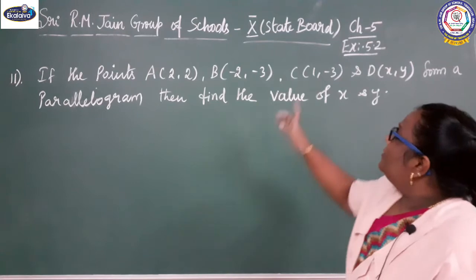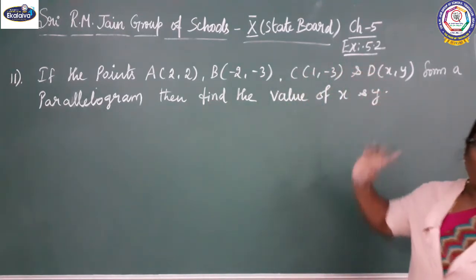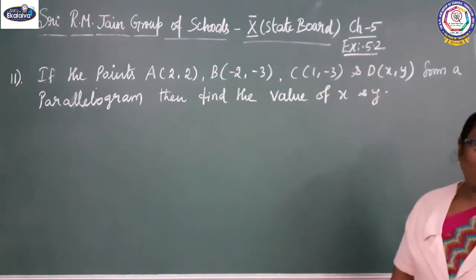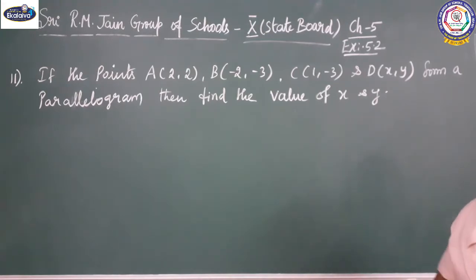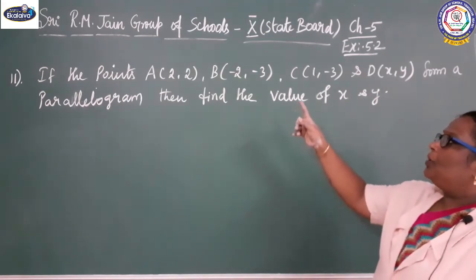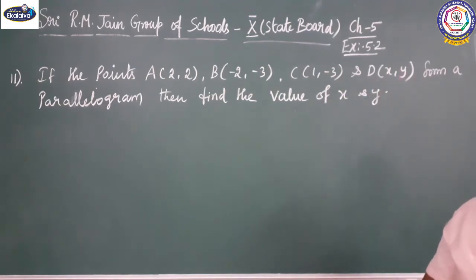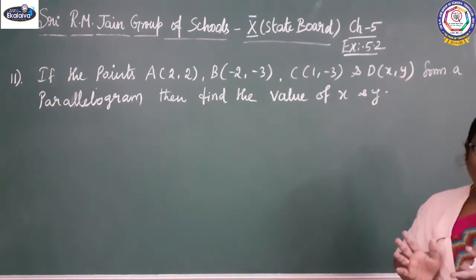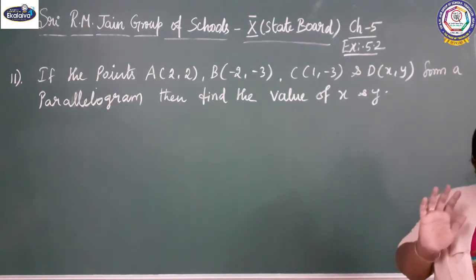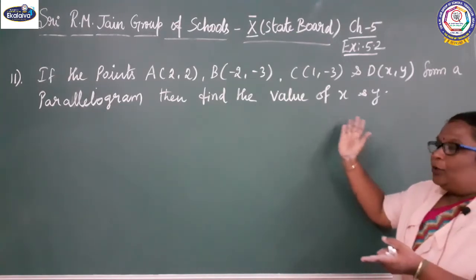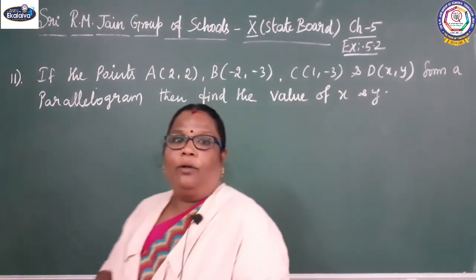See, this is 10th standard chapter 5 exercise 5.2 11th sum. If the points A (2, 2), B (-2, -3), C (1, -3) and D (x, y) form a parallelogram, then you should find out the value of x and y.